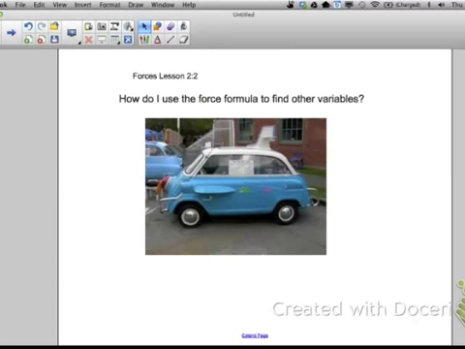Hello class, this is Forces Lesson 2, Video 2, and it is how do I use the force formula to find other variables?